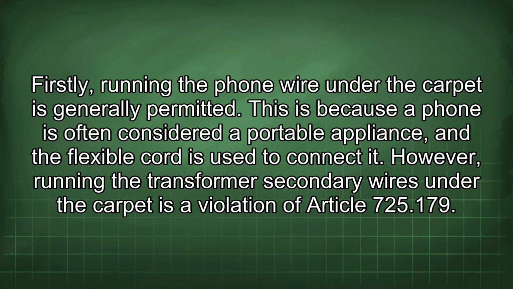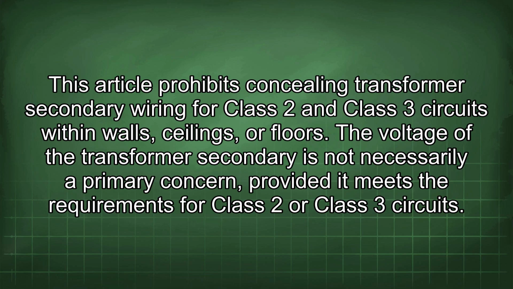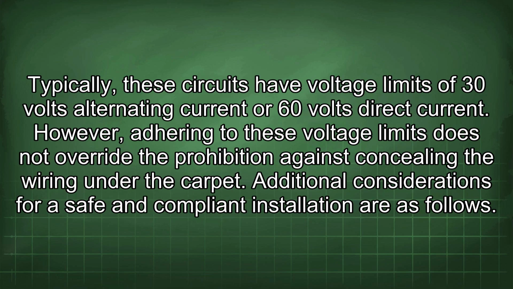However, running the transformer secondary wires under the carpet is a violation of Article 725.179. This article prohibits concealing transformer secondary wiring for Class 2 and Class 3 circuits within walls, ceilings, or floors. The voltage of the transformer secondary is not necessarily a primary concern, provided it meets the requirements for Class 2 or Class 3 circuits. Typically, these circuits have voltage limits of 30 volts alternating current or 60 volts direct current. However, adhering to these voltage limits does not override the prohibition against concealing the wiring under the carpet.